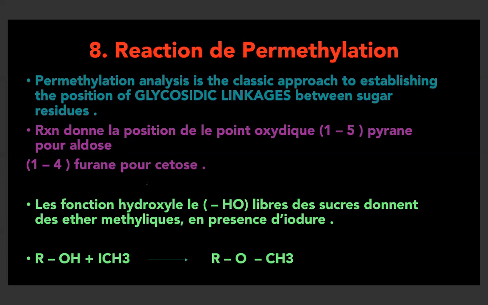So basically, permethylation is a reaction we can use to determine which linkage we are talking about. We have reactions like here where we have methyl iodide reacting with the free hydroxyl function to form an ether. So we said an ether is an oxide of an organic compound.